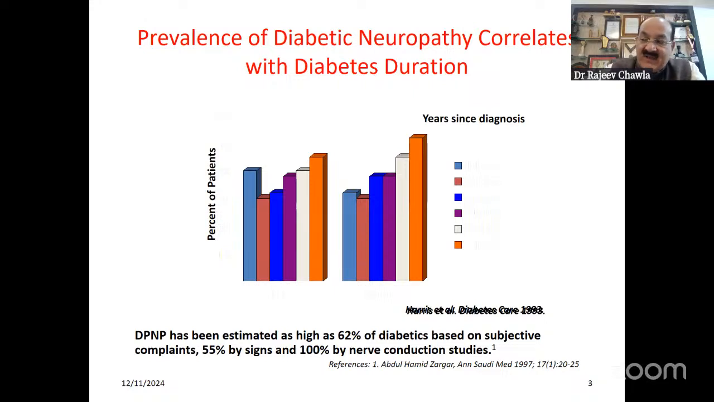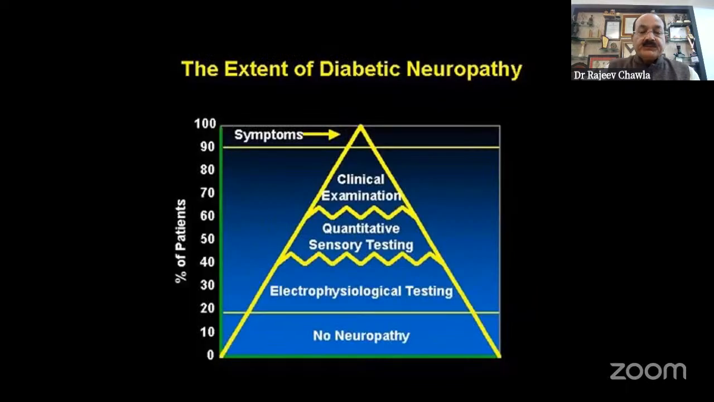But if you perform a nerve conduction velocity in a patient who has type 2 diabetes or type 1 diabetes, then it is possible that 100% of those patients, by the time they have had a diagnosis of diabetes for close to 10 years, have established neuropathy. That means it is very, very common. And you could see that as the years since diagnosis increase, close to 10 years, most of the patients have some evidence of neuropathy. So again, in this slide, you could see that if you go only by the symptom, that may be the tip of the iceberg.